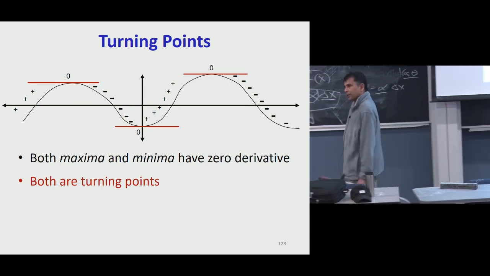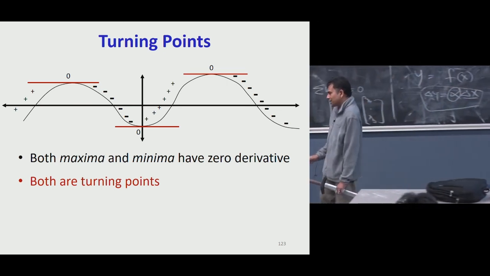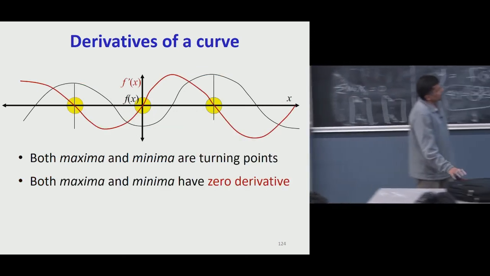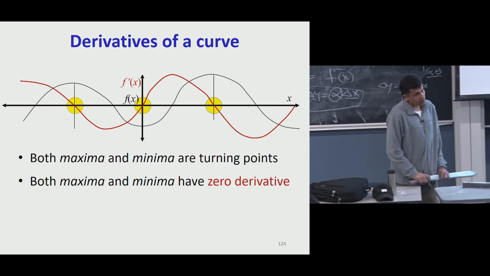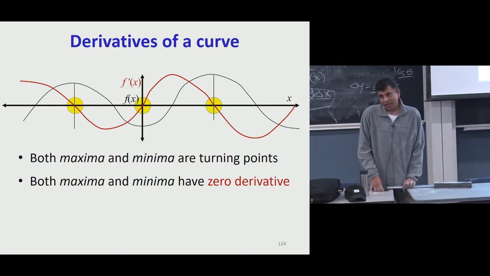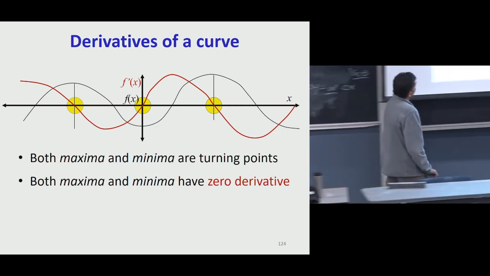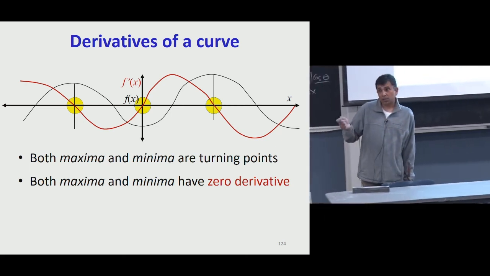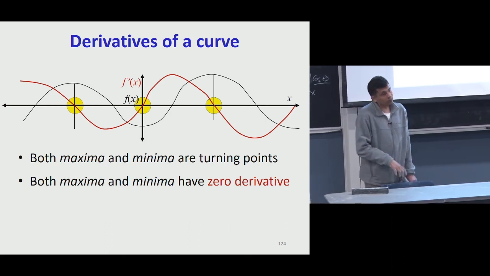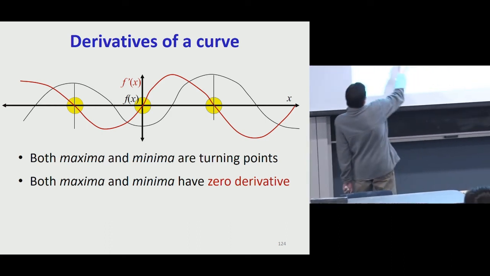And the derivatives at turning points are always 0. So when you look at the derivative of the curve, you find that it is going to be 0, both at maxima and minima. But then here is another property. Just saying that the derivative is 0 doesn't give you enough information. It doesn't tell you whether it's a maximum or a minimum. But then look at the derivative itself.